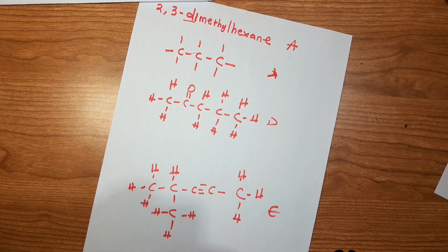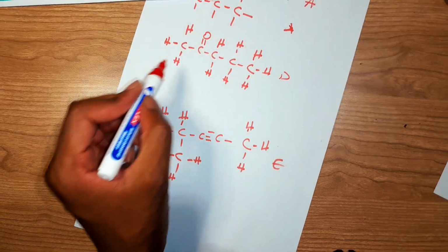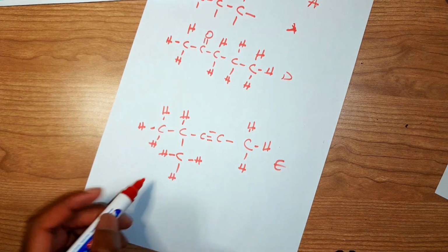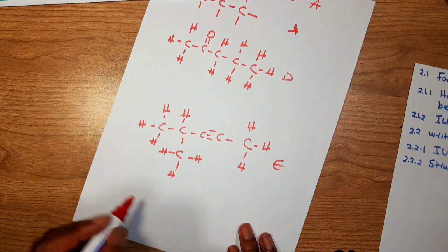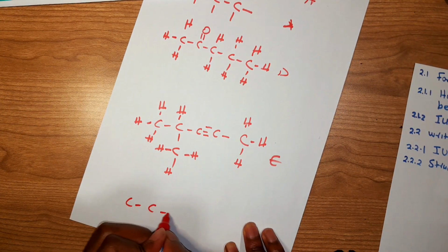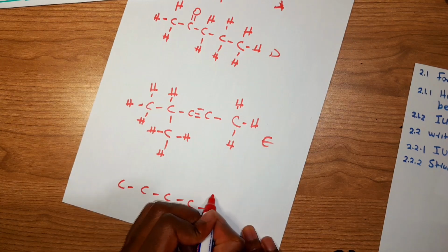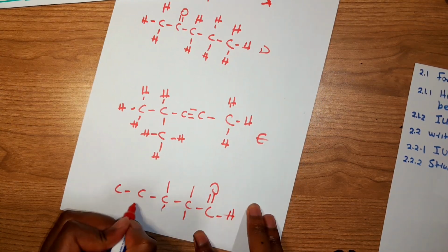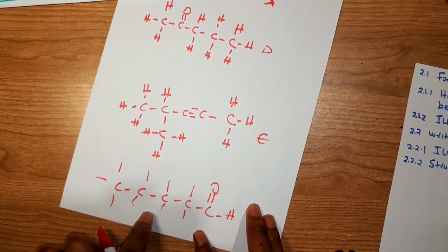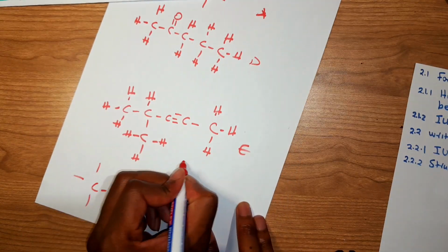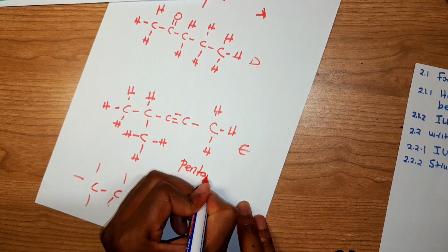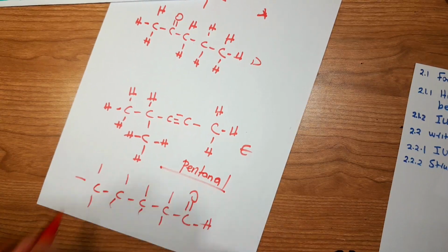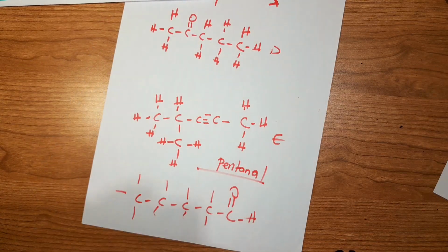So what is the IUPAC name of that aldehyde? It's going to look like this: 1, 2, 3, 4, 5, and then just put that O here, wherever you want. And this is going to be what? Pentanal, right? It's just going to be pentanal. So it's just going to be an aldehyde.